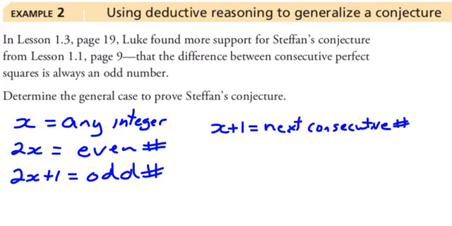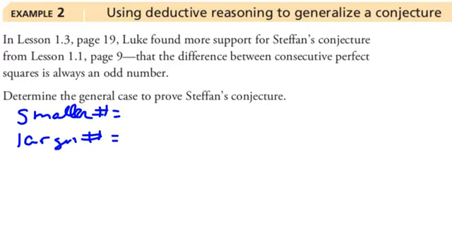Consecutive numbers would be x plus 1. If we had another consecutive number, it could be x plus 2. Or we could subtract 1 from x. So those are important to know. There's more that you could come up with. But in this case, we're talking about the difference between consecutive perfect squares always being an odd number.